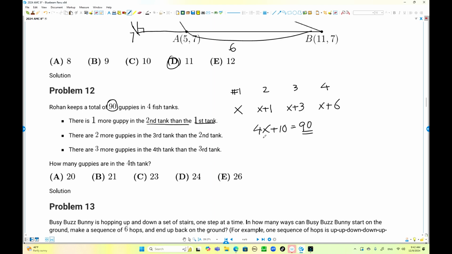So 4x is 80, right? So x is 20, isn't it? But that's the first tank. When you find the fourth tank, not the first one, 26 is the answer, okay?